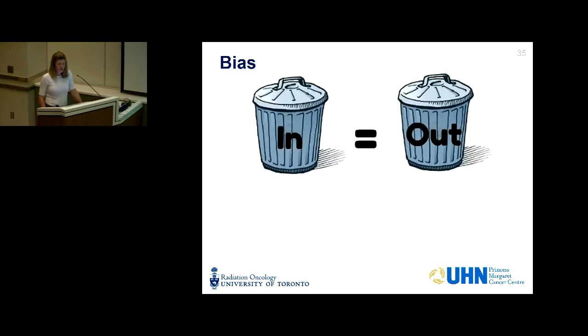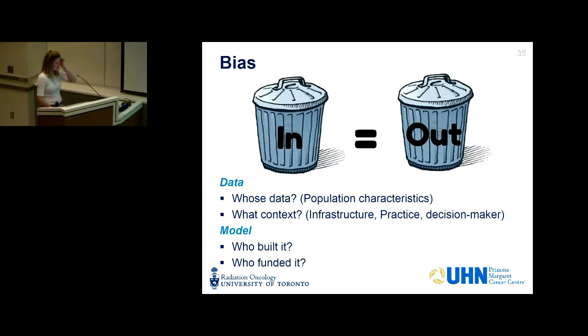Garbage in, garbage out. So in the sense of AI and data, it means that if we feed poor quality data into the system, we're going to get a poor quality output. So really an algorithm is only as good as the data we feed into it and the model that is built around it that is employed. So some areas we need to think about that. Whose data are we feeding into the system?